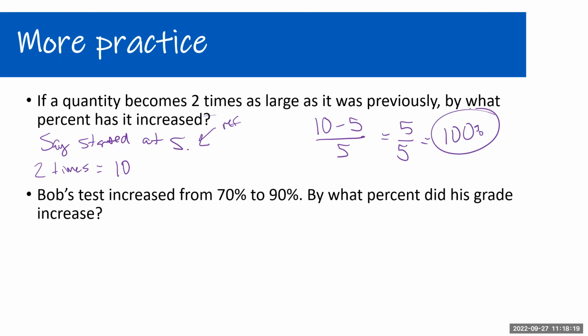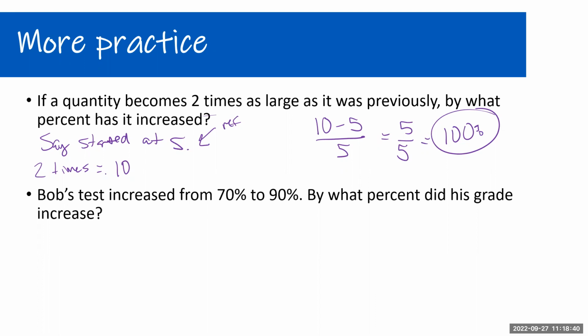Some students struggle to understand this, but we're not talking about it's now 100% of what it started. We're saying that it increased by 100%. So if it started at 5 and then it increased by 100% of 5, that means it increased by 5 more, which sure enough gave us 10. Okay, so do the math carefully here.